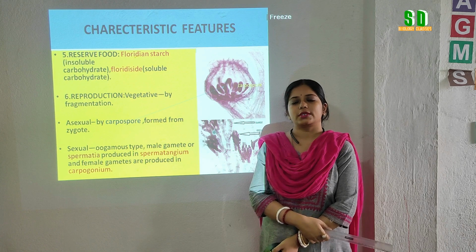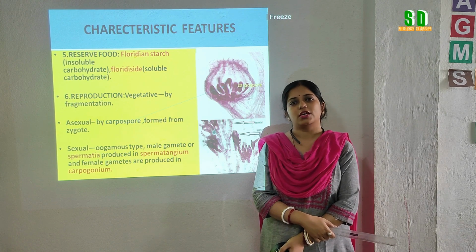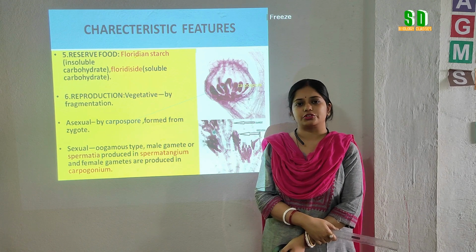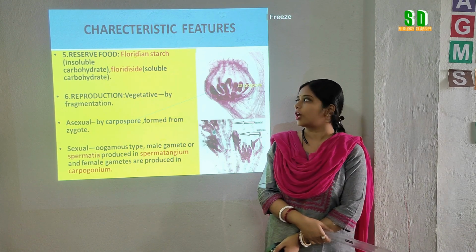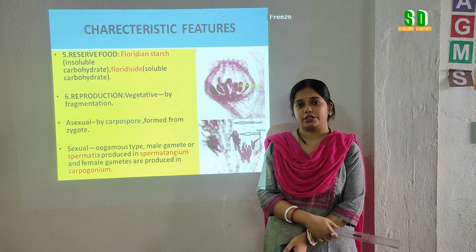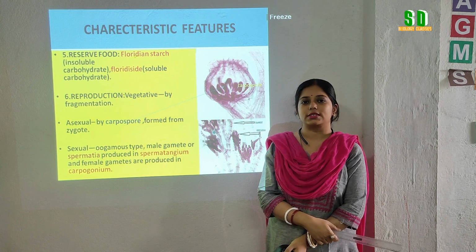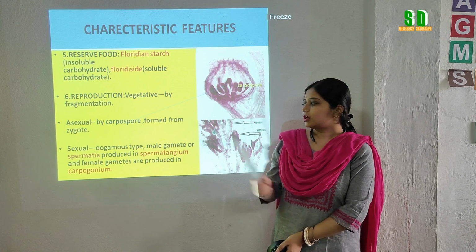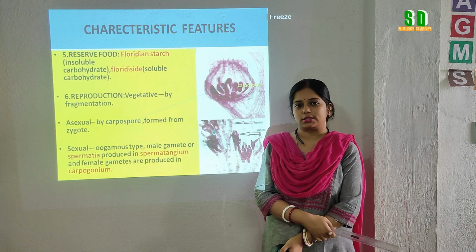So students, we can see that the members of Rhodophyta are mainly marine. Some of the members like Batrachospermum can be freshwater also. They have mainly filamentous multicellular structure, and their stored food, the reserve food, is floridean starch and floridoside. They have chlorophyll a, chlorophyll d, and a special type of pigments, the phycobilisomes or phycoerythrin. Here we have seen that they can reproduce sexually as well as asexually.